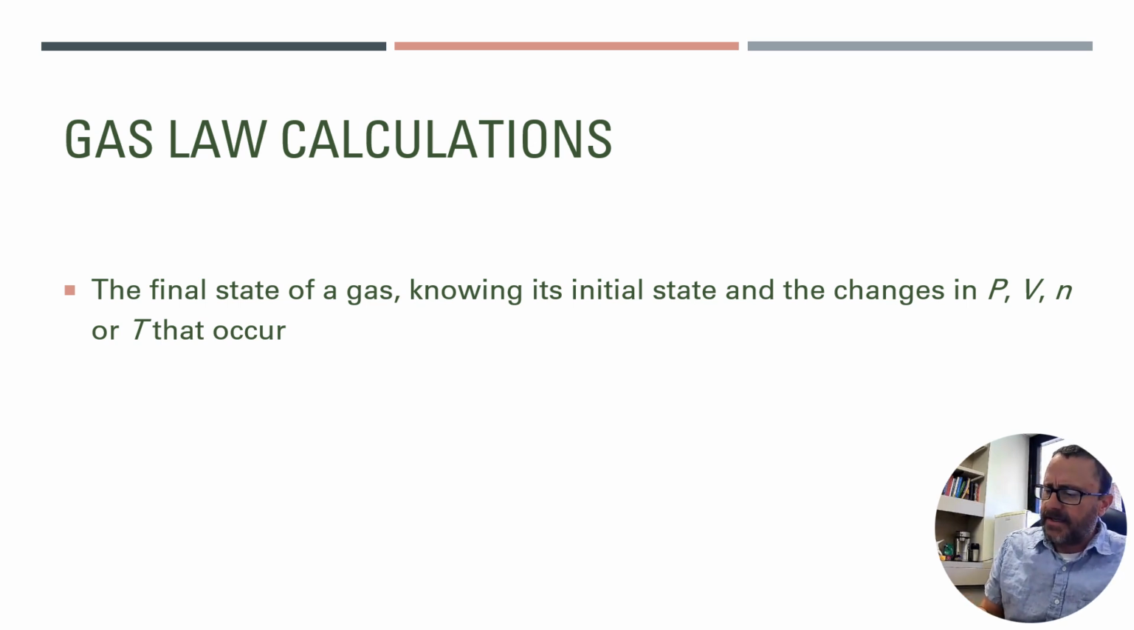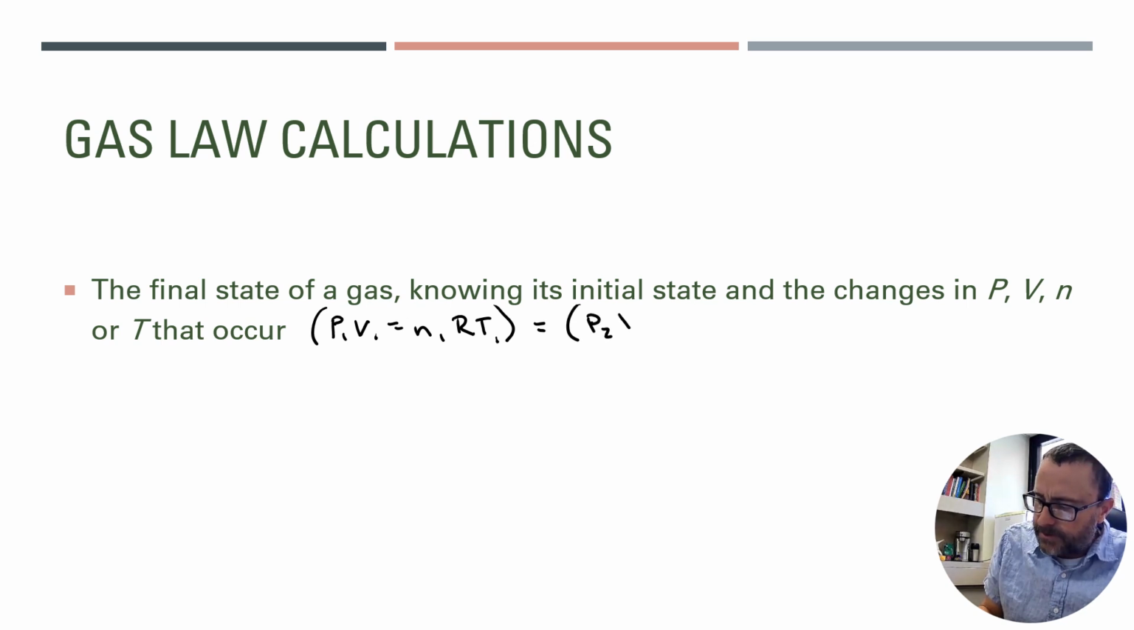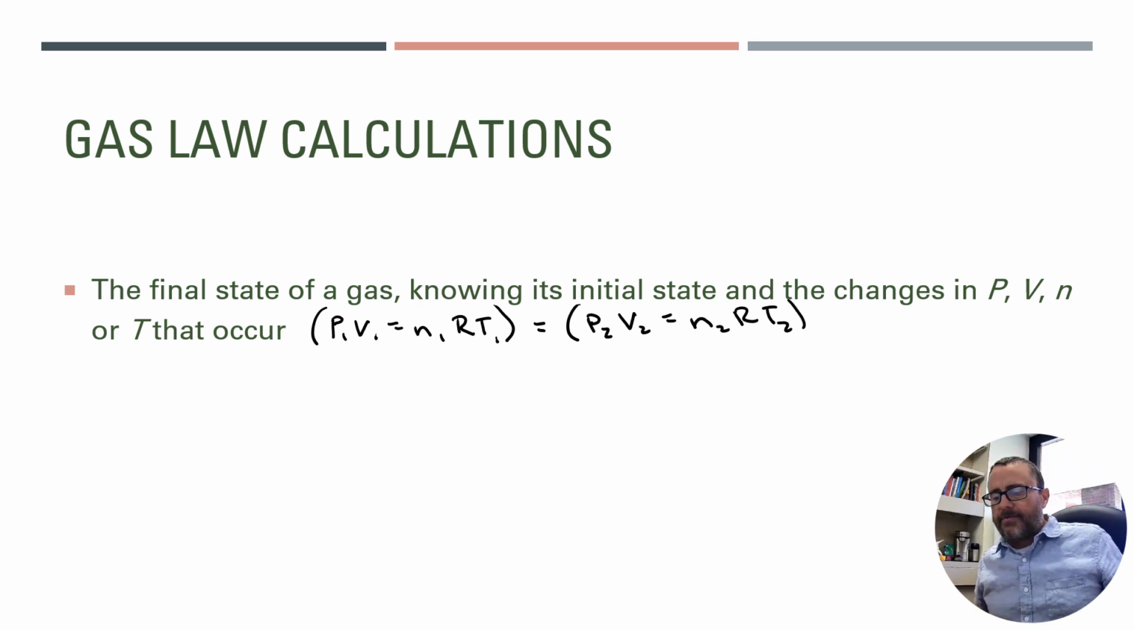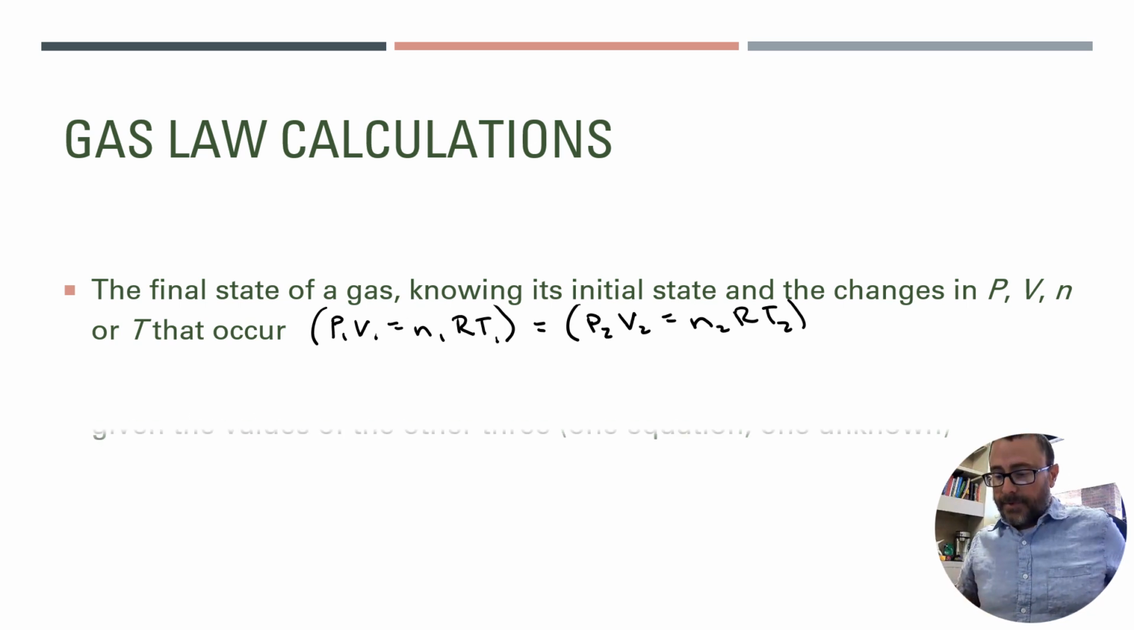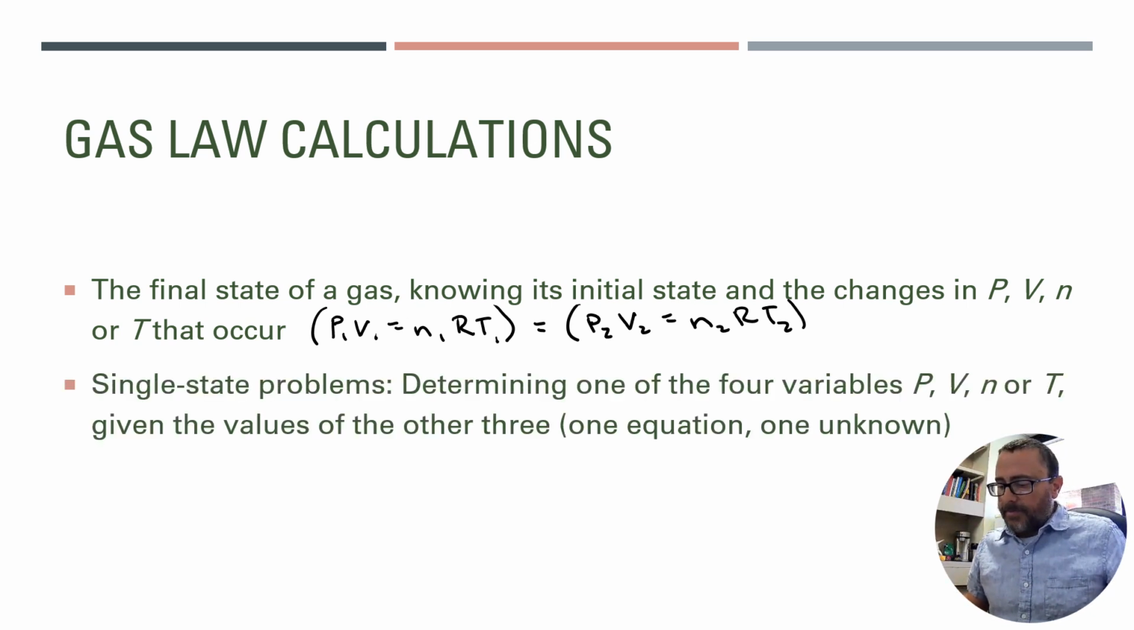When we've got a final state of a gas knowing its initial state, we're going to write the ideal gas law twice. It's going to be P1V1 = n1RT1, and we're going to set that whole thing equal to P2V2 = n2RT2. Anytime we have an initial and final state problem, that's how we're going to solve it. We'll see that in just another slide from here. We also have single state problems, where if we don't know one of the four variables, we can solve for it. In that case, I'll write that up here.